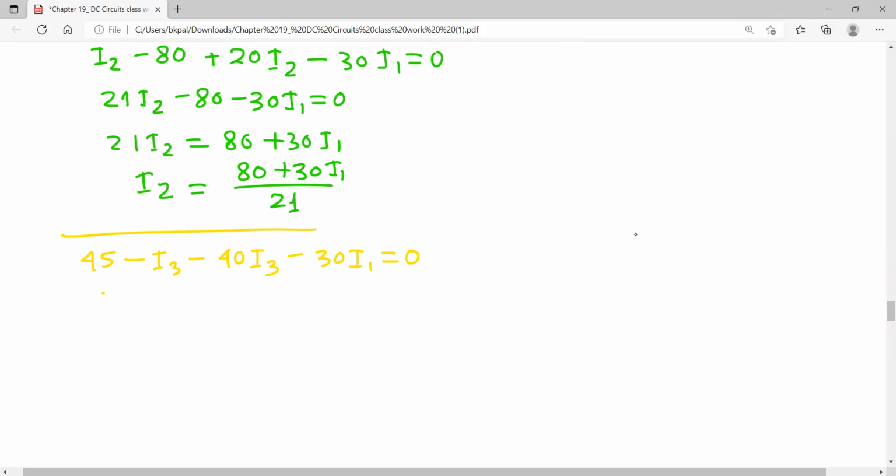Now if I simplify it, I can write it something like this. And this time let me solve it for I3. If I write it for I3, I can write something like this: 41 I3 on one side. On the other side it will be 45 minus 30 I1. So I3 is just this.